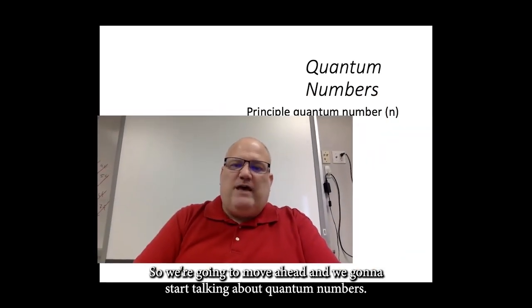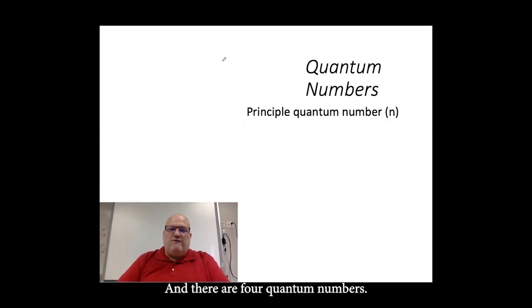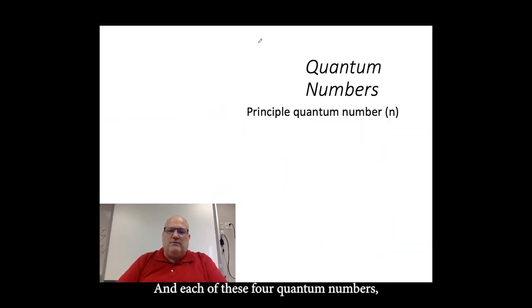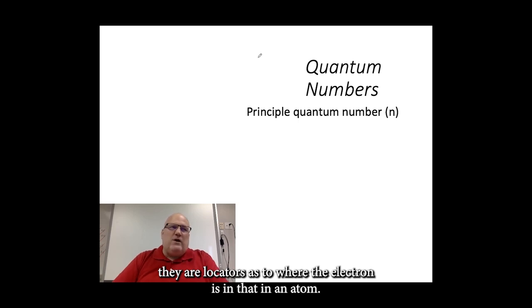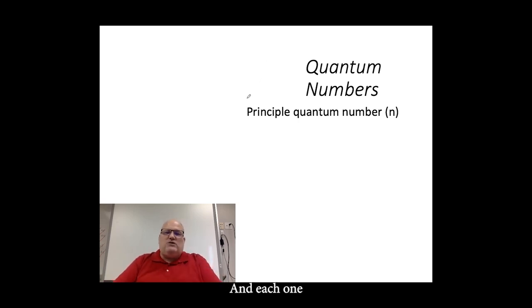So we're going to move ahead and we're going to start talking about quantum numbers. And there are four quantum numbers, and each of these four quantum numbers, they are locators as to where the electron is in an atom. And each one has a particular meaning.